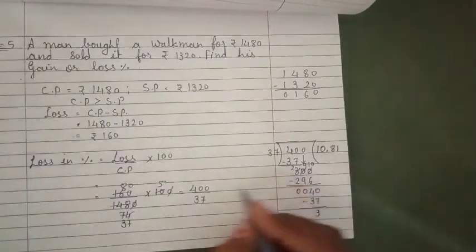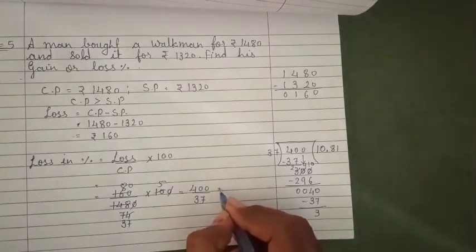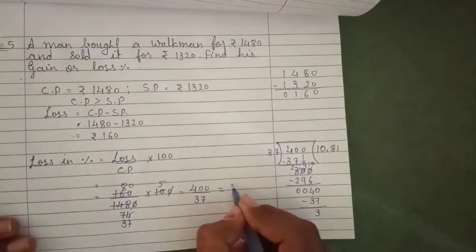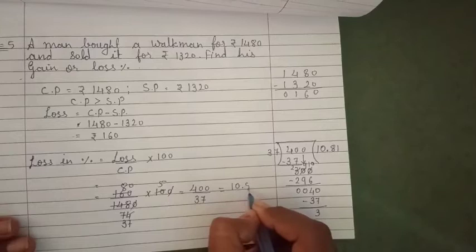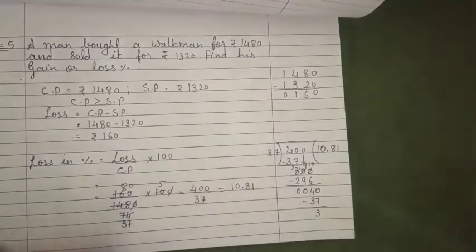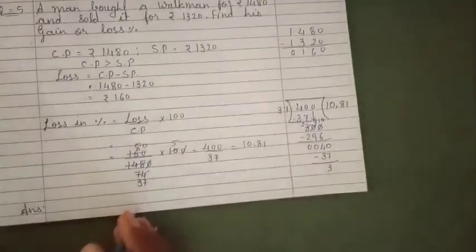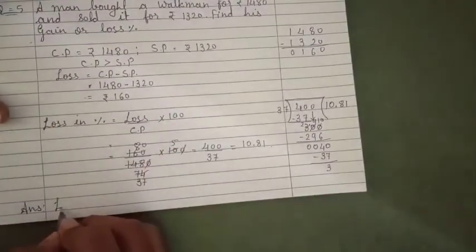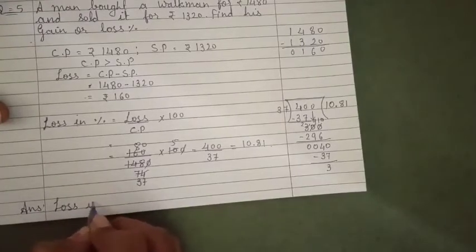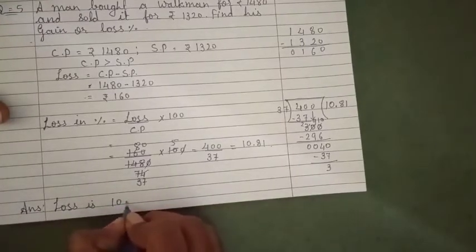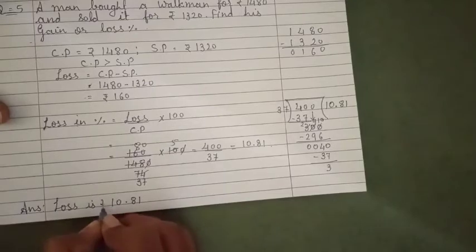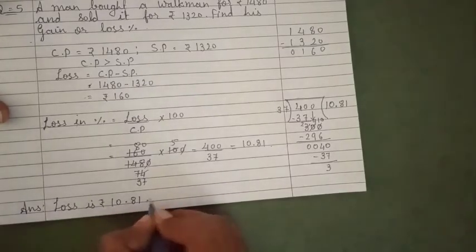Okay, so here what is our answer? 10.81. Okay, so in place of this we'll write 10.81. So students, here the answer we will write: loss is 10.81 percent.